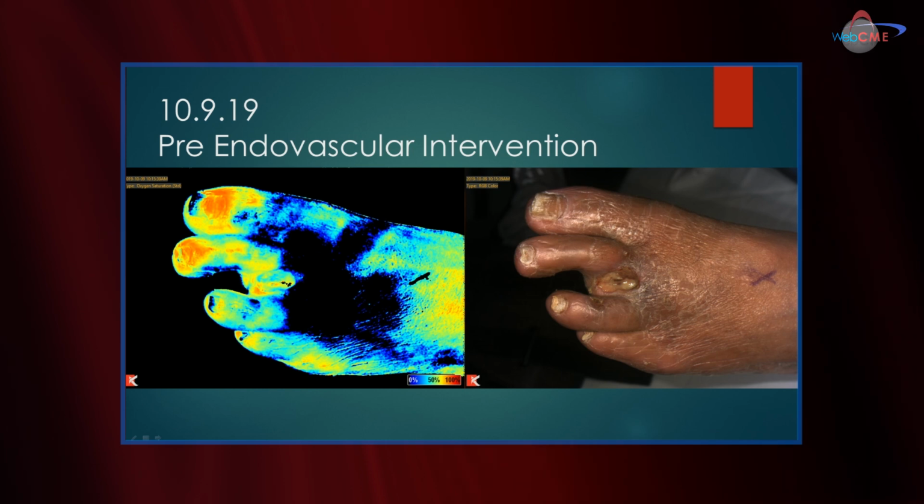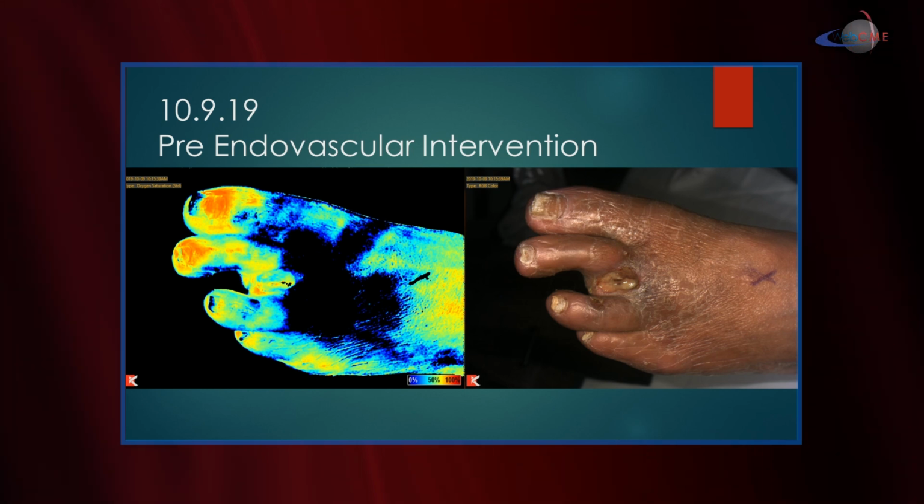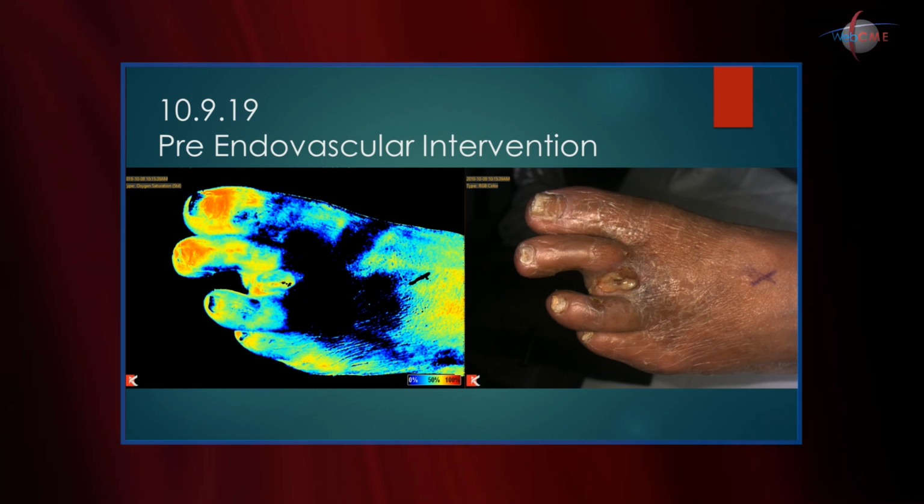So this is pre endovascular intervention. We decided that based on the compromise following the surgical incision, he needed to be reevaluated from an endovascular standpoint. So my colleague, Dr. Siddiqui, who is a wizard with wires, he is the plumber here in our clinic and does a very excellent job.